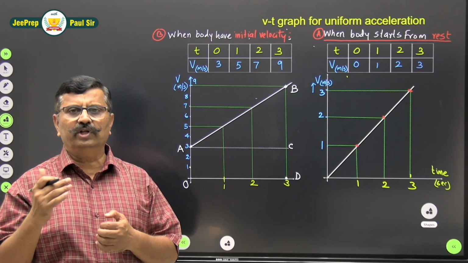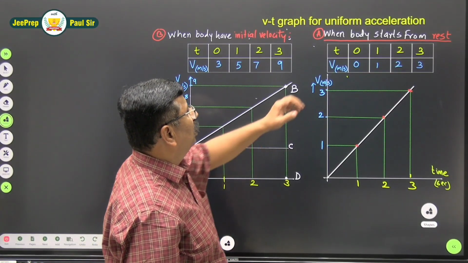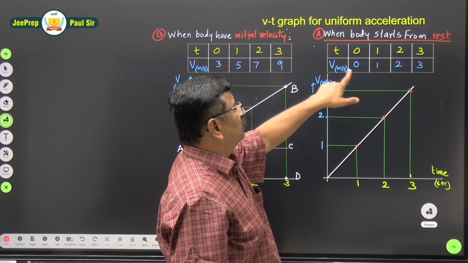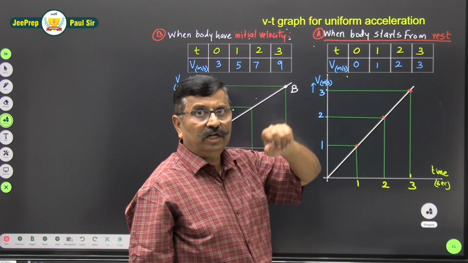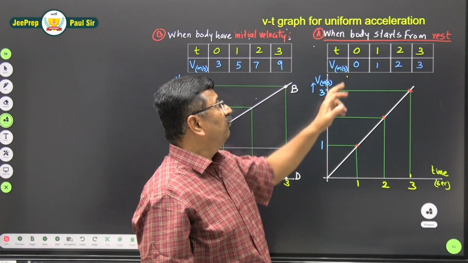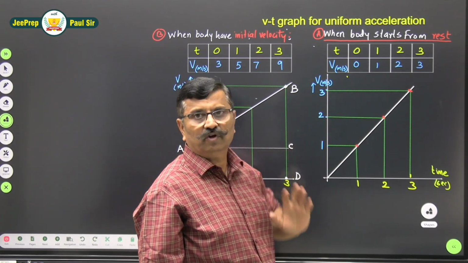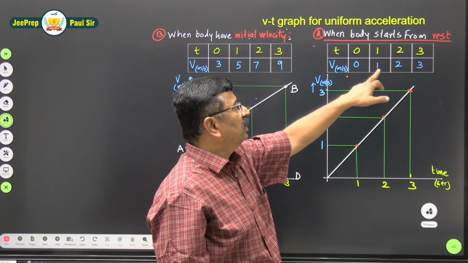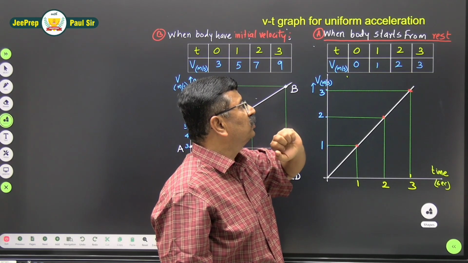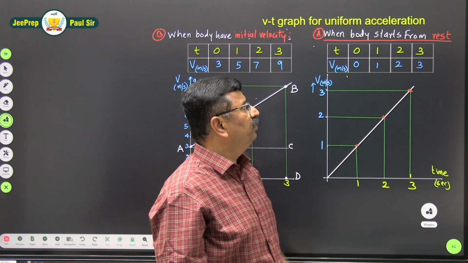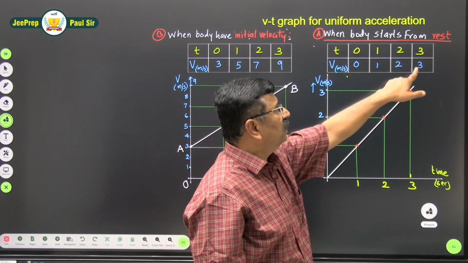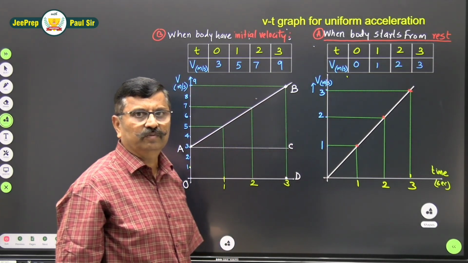Now let's see when the body starts from its rest position. If you see these readings, when t is equal to 0, velocity of the body is 0. That means the body is at rest, and here the body is starting from rest. Then after 1 second, the velocity attained by the body is 1 meter per second. After 2 seconds, velocity of the body is 2 meters per second. And after 3 seconds, velocity of the body is 3 meters per second.